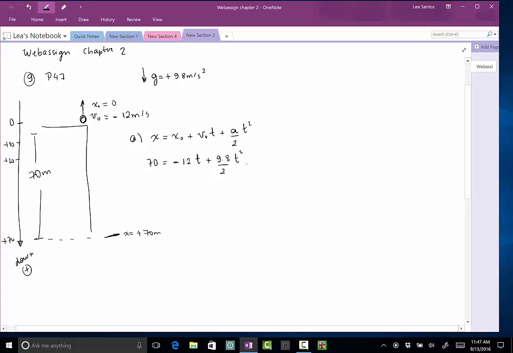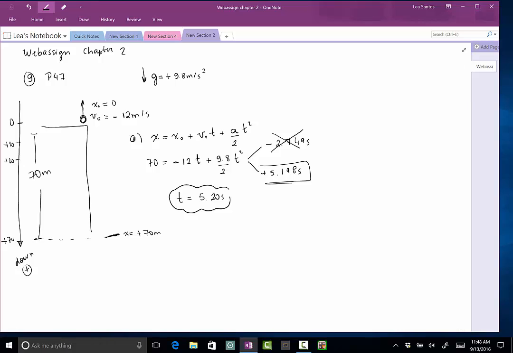If you solve this quadratic equation, put it in your calculator, you will find two answers. One is minus 2.749 seconds. The other one is plus 5.198 seconds. This one we discard because it's negative. Time cannot be negative. So this is the one that we are going to carry. So you see that the time is 5.20 seconds. Okay, so this is the answer for part A.